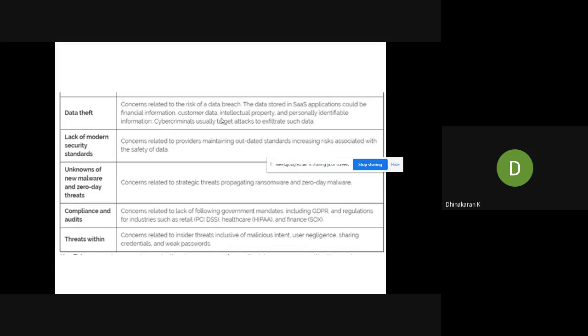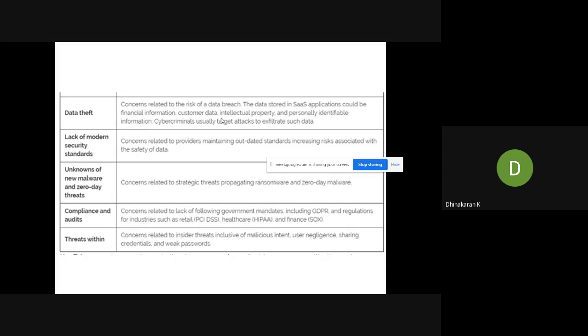Lack of modern security standards. What is this? Providers use out-of-date security standards, so old types of security standards. Each and every day they should update their certifications, which are highly protective, to protect our data and site and everything. So this is one of the parameters.